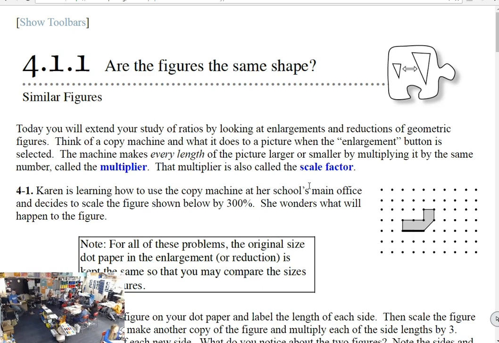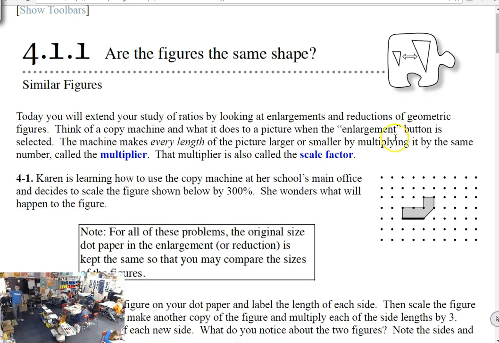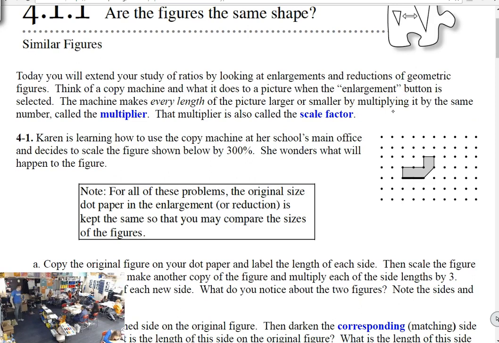So we do this using a couple different vocab words. So we'll be using this all the way through the chapter. But the two vocab words in our intro here, I might as well just read through the intro. So if you have your book open and you're reading with me right here. So today we're going to extend our study of ratios. Ratio compares one value to another value, by looking at enlargements and reductions of geometric figures.